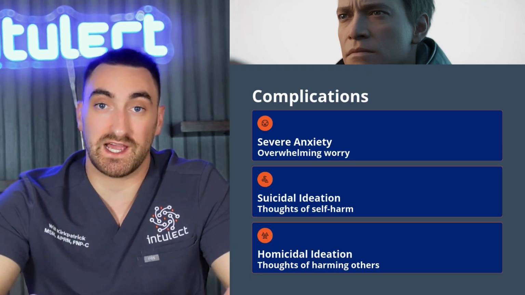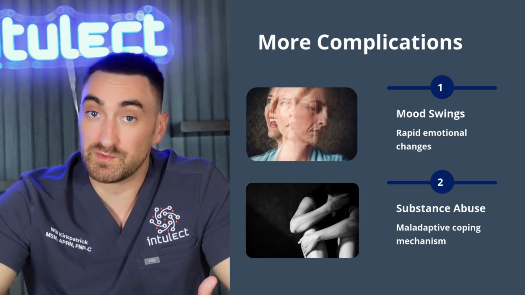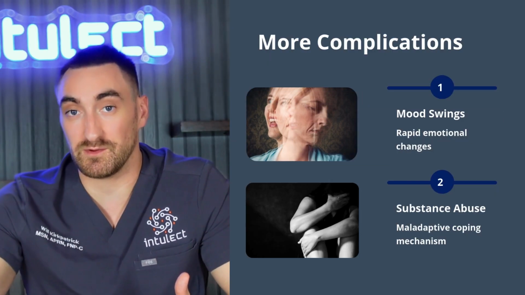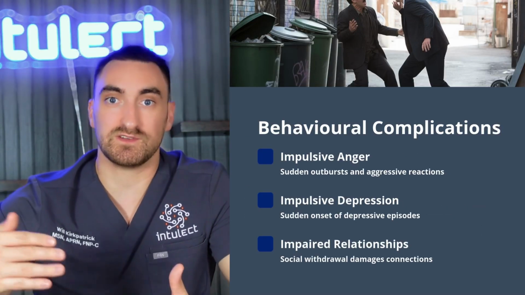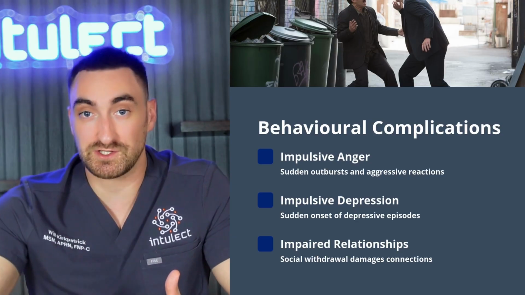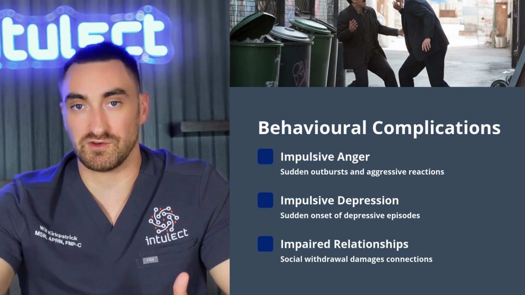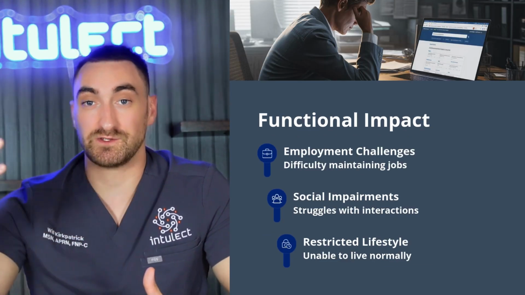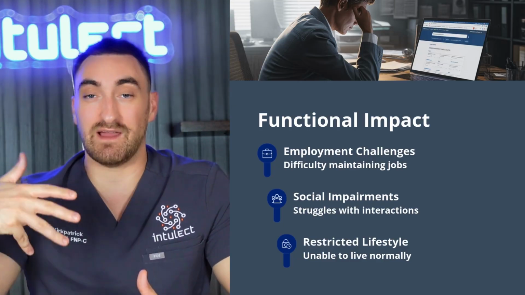They could have suicidal or homicidal ideations because of the depressive symptoms. Mood swings are common. Substance abuse is common because those are possible coping mechanisms to deal with the stress. Impulsive behavior, so impulsive anger, impulsive depression. Impaired relationships due to the dissociative symptoms; they have social withdrawal. And of course, these patients have a hard time keeping a job because they have occupational or social impairments, so they are likely to have a lot of restrictions on having a normal lifestyle.